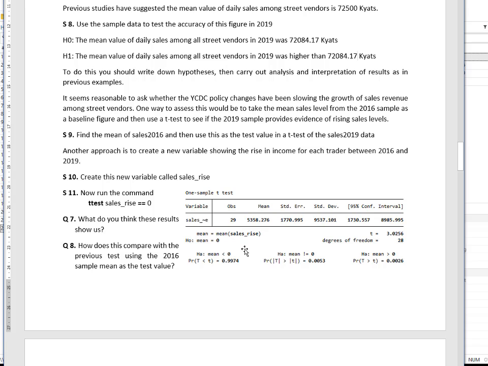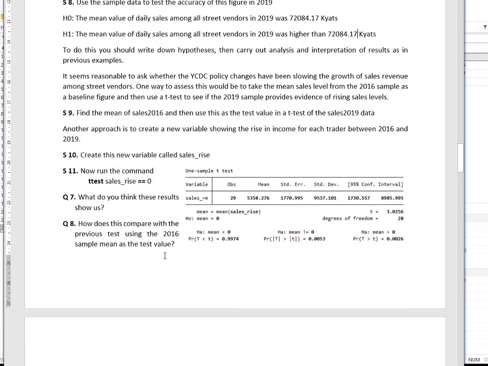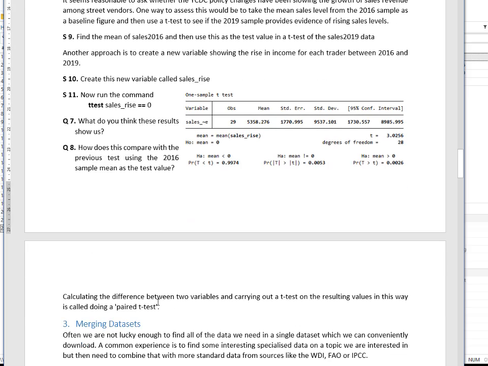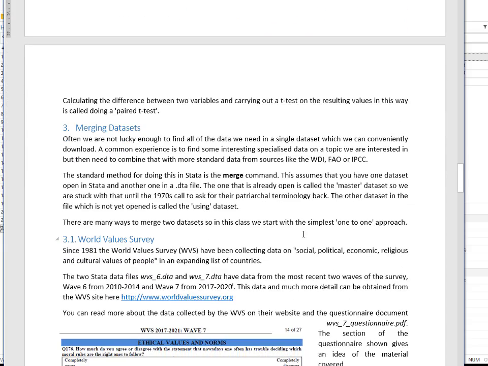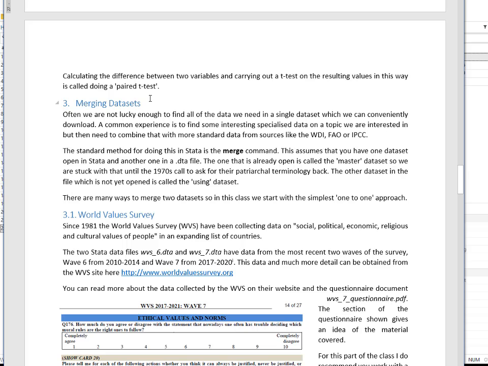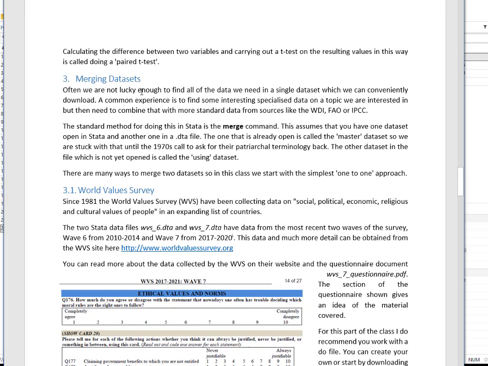You're much more likely to find any difference that really is there in the population. So the results do show us that incomes have risen, and compared to the previous test, it's a much more powerful test that's managed to reveal something the previous test didn't. And that's called a paired t-test. Okay, so that's enough of those simple examples. In the next section of this, we're going to work with some much bigger and more complex real-world data.